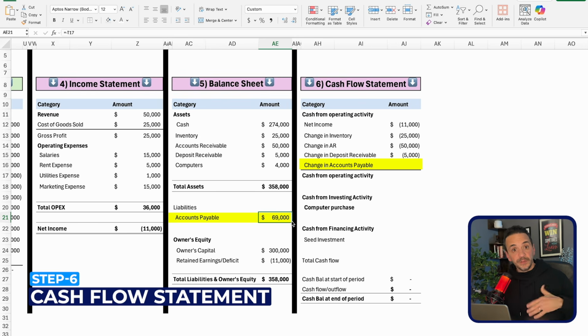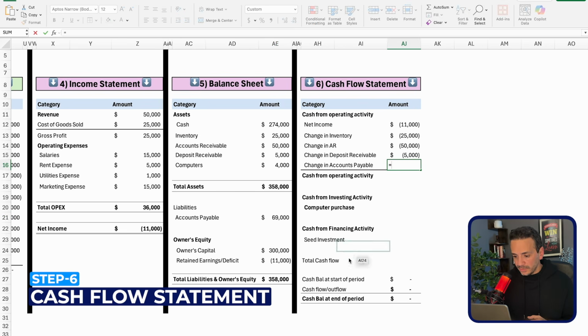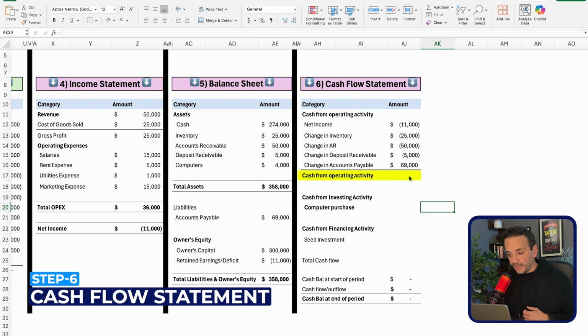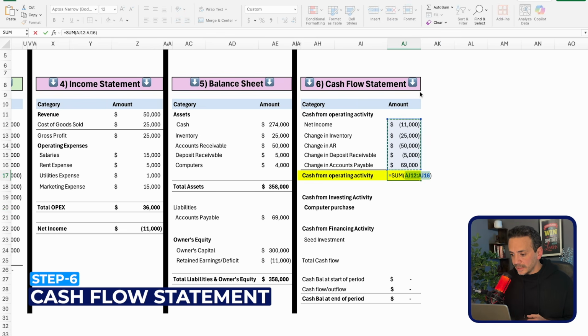Thinking whether it's positive or negative, when your accounts payable balance goes up, what does that mean? It means that you're building up a payable to a vendor. And that means that you're conserving your cash, which is good for cash. So you bring that in as a positive number of $69,000. Now we'll sum the cash from operating activity by saying that that is the sum of all of the transactions here, net income, and the change in working capital.